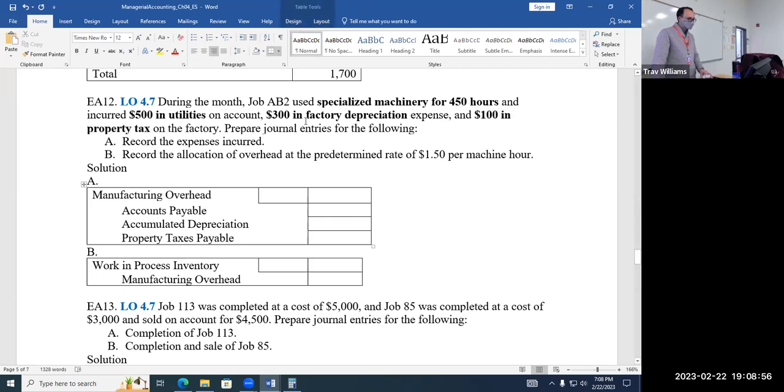So, any guess where this 500 in utilities goes in this journal entry? Accounts payable? It would be accounts payable, correct. When you get a bill from a utility company, you can record the expense at that time, but typically you don't necessarily pay it immediately, so it becomes an account payable.